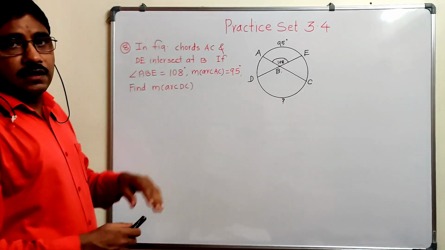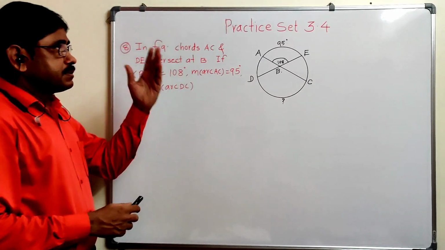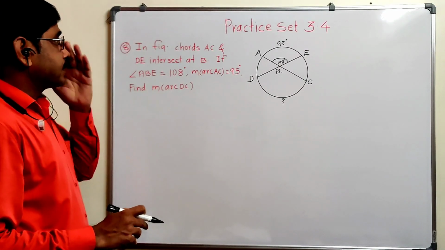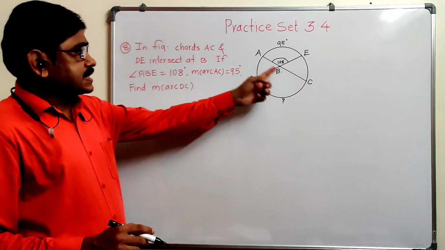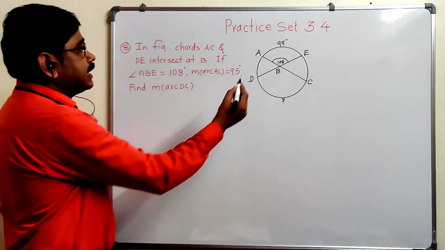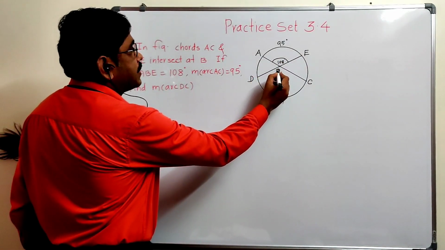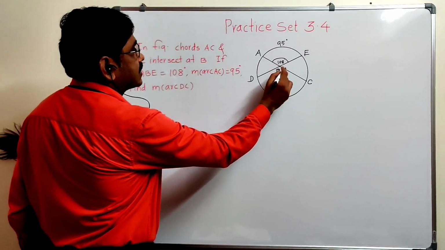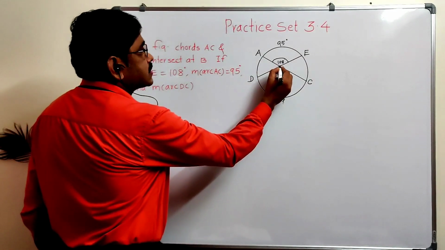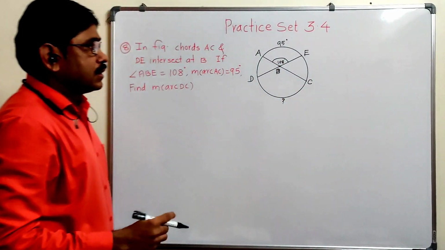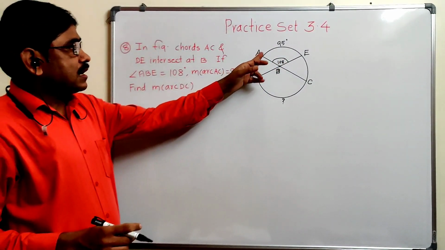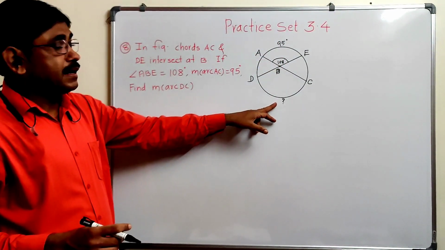This is the last sum from this practice set 3.4. So let us see that sum. Here what is given? Chord AC of a circle and chord DE of a circle intersect each other at point B. Here this is the B, not a center. This point of intersection of these 2 chords is B. Then measure of angle ABE is 108 degree, measure of arc AE is 95, then find DC.